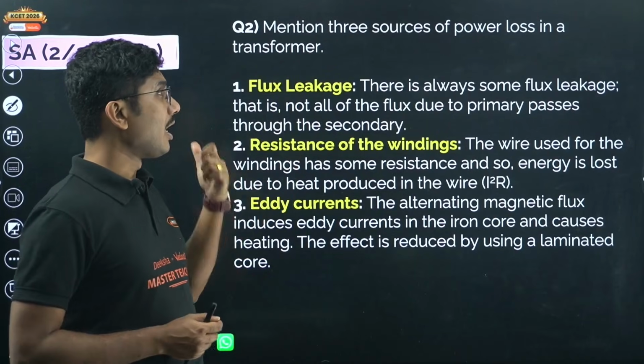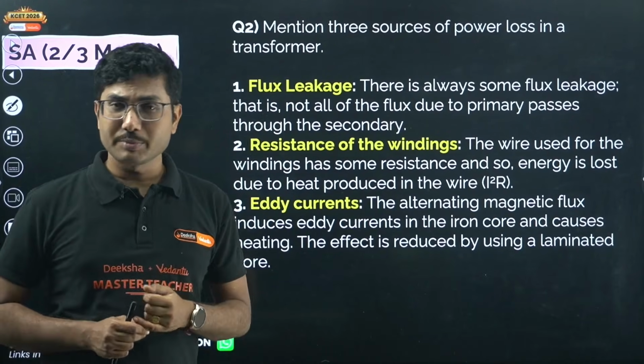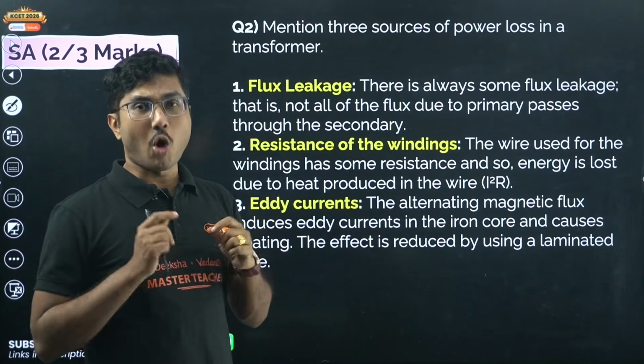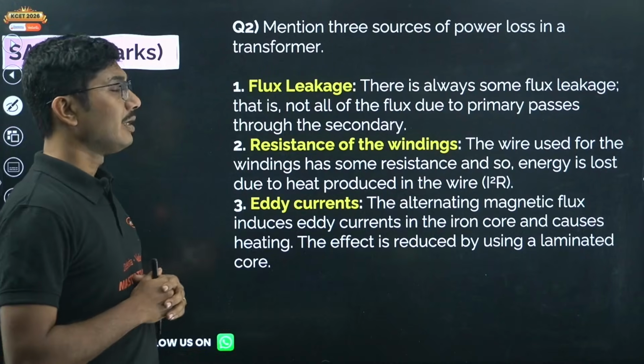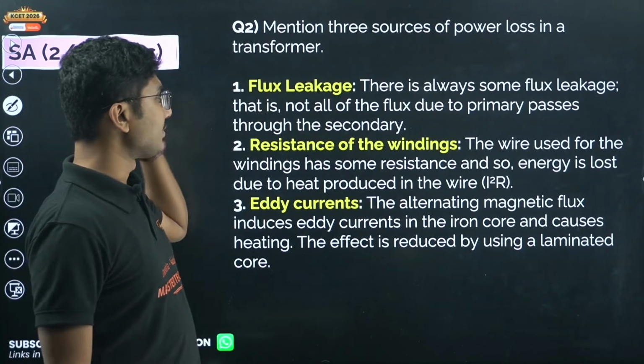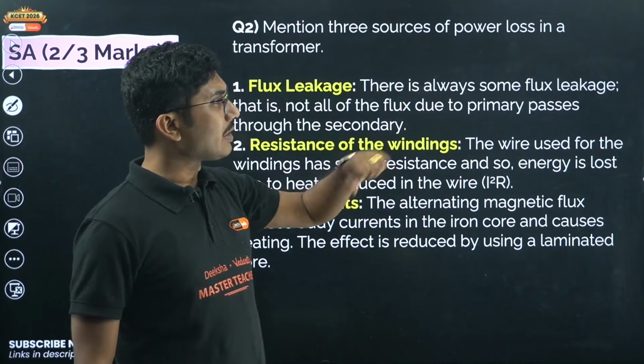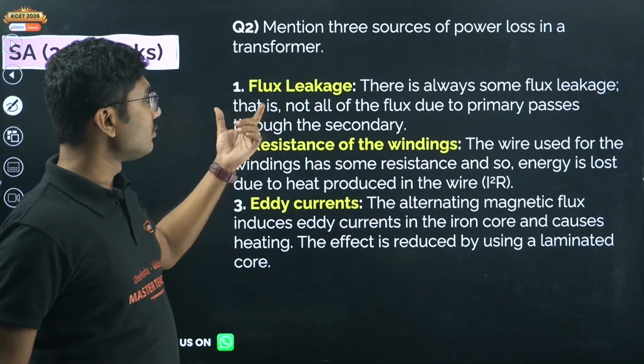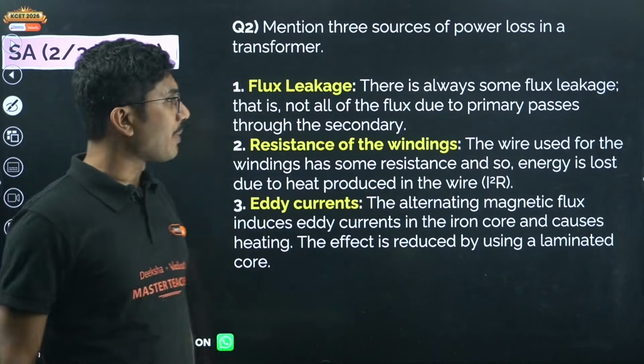The flux, how power loss happens in a transformer. Okay, so that is one of the most common questions from the chapter. So what are the power losses? First is flux leakage. There is always some flux leaked. That is, not all flux due to the primary passes through the secondary.